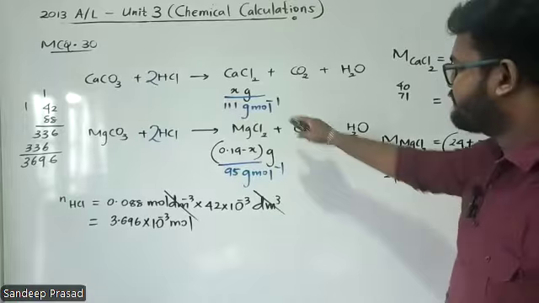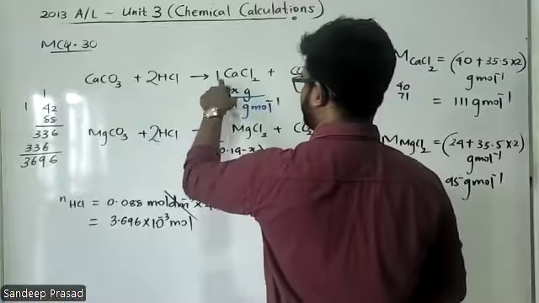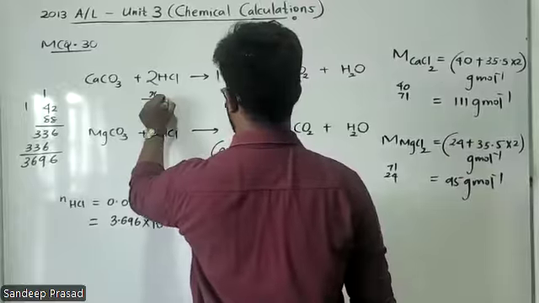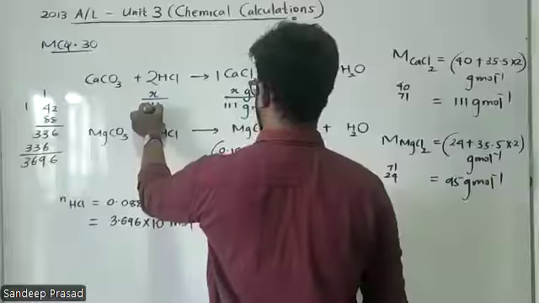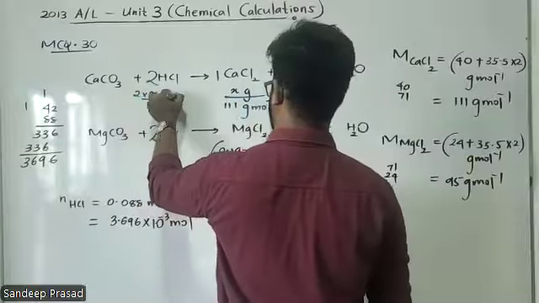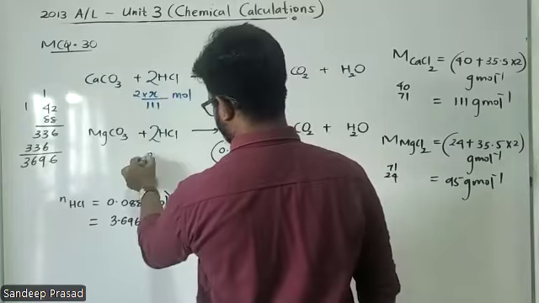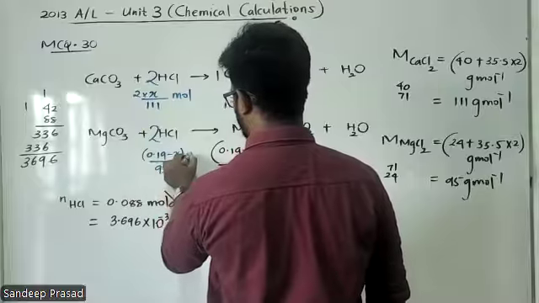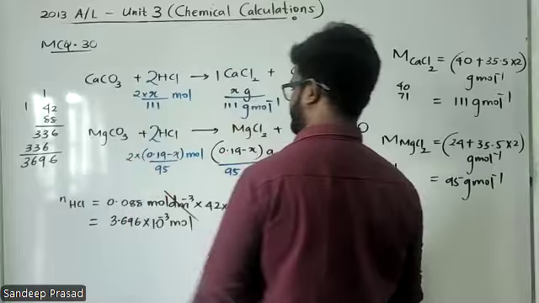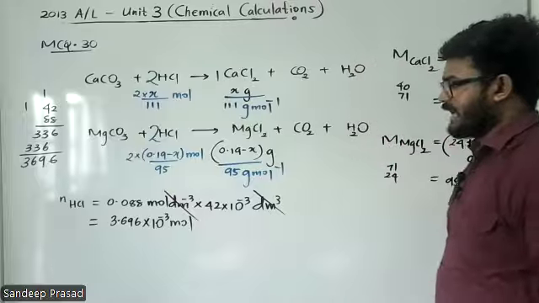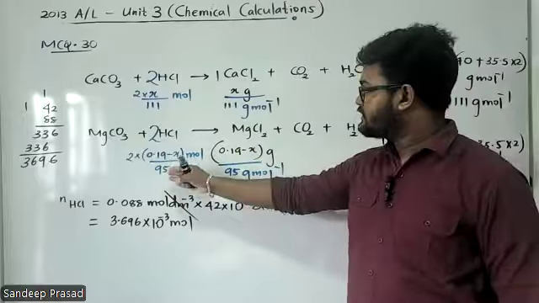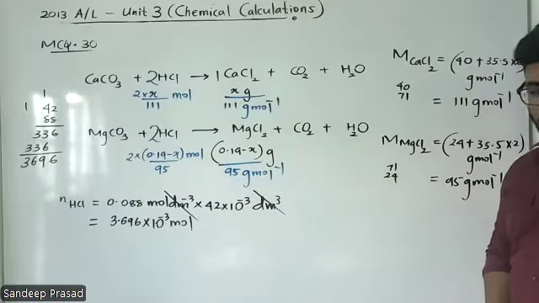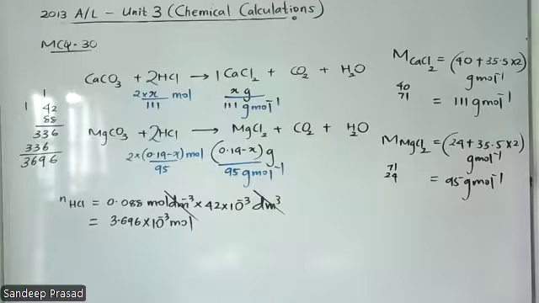You can also obtain that from the reaction stoichiometry. For calcium chloride and HCl, the stoichiometry here is 1:2. So x over 111, into 2, is the number of moles. And this is (0.19 minus x) divided by 95 moles, into 2. So we can obtain the HCl number of moles from the calcium chloride moles and magnesium chloride moles. Understood? In that way.